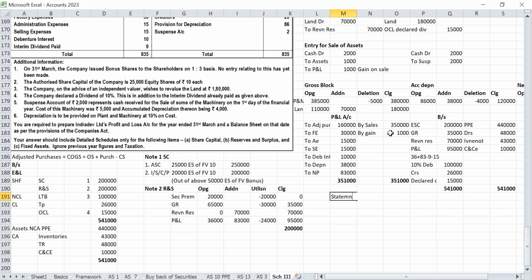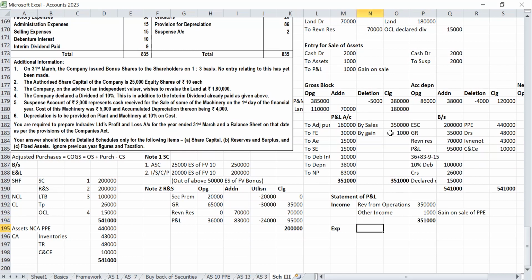Statement of profit and loss. Only 2 items of income and expenses. Trading profit and loss account, no. For companies, only this. Revenue from operation, which is sales. Revenue from operation is 3,50,000. Other income. What is other income? Gain on sale of fixed assets, which is 1,000. So total income is 3,50,000 plus 1,000.